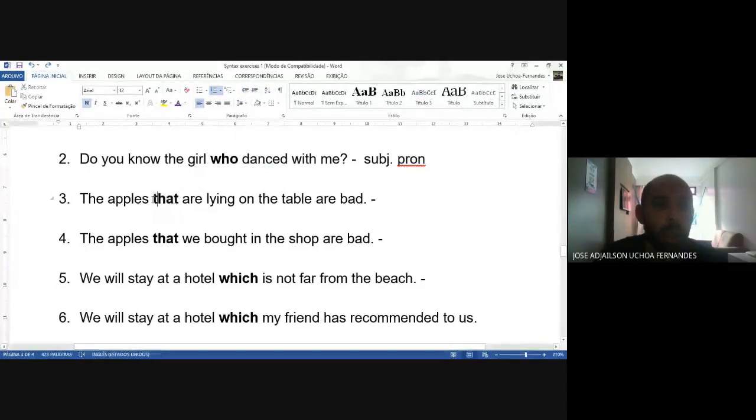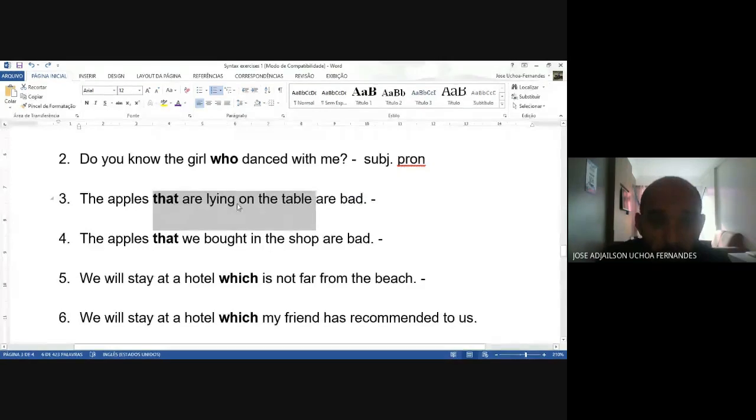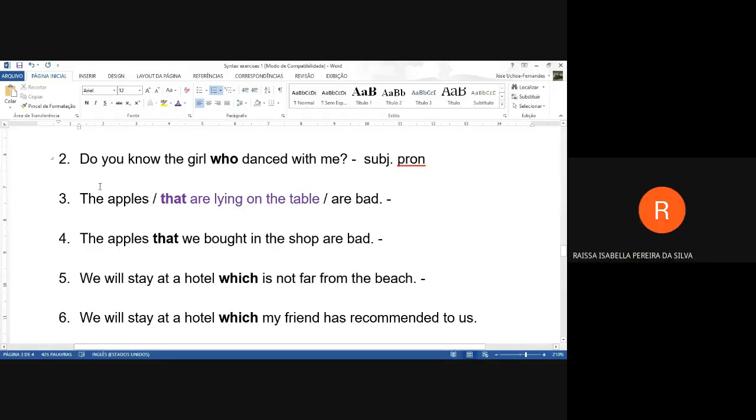The apples that are lying on the table. Who or what is lying on the table? Isn't this just a description of the apples? You can understand the sentence like this: The apples, forget the purple part, are bad. Can't you understand this? The apples are bad. A simple version of the sentence. Do you understand that?